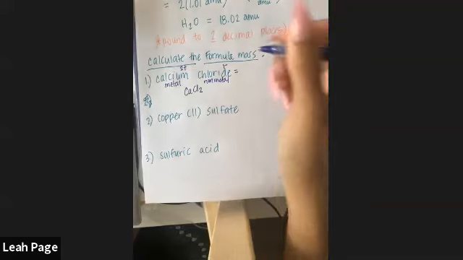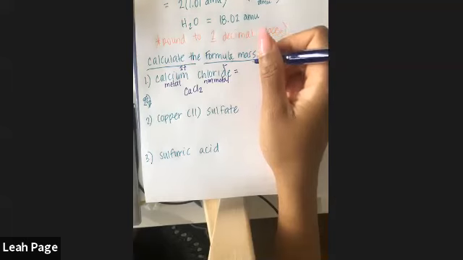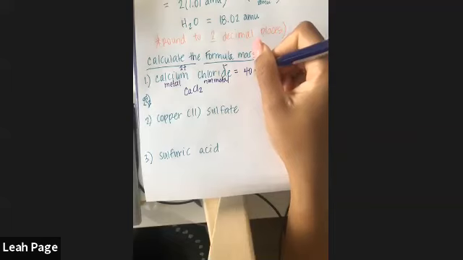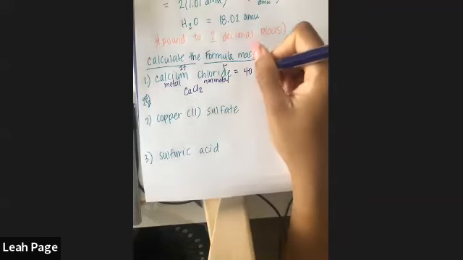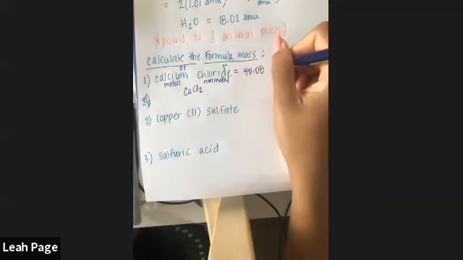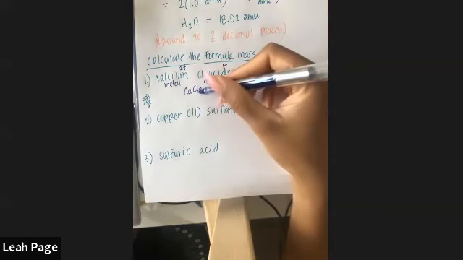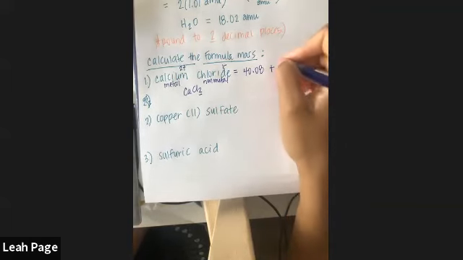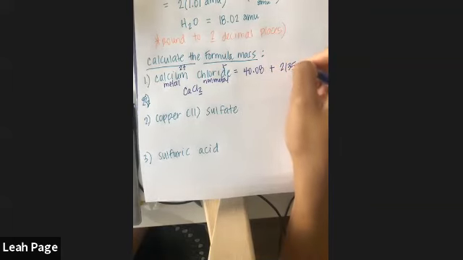Okay. So if this is my formula, I can then just look at the periodic table for calcium. The mass of calcium would be 40.08, and then plus the mass of chlorine, and I have 2 chlorines. So the mass of chlorine is going to be 35.45, but I got to say 2 times 35.45.